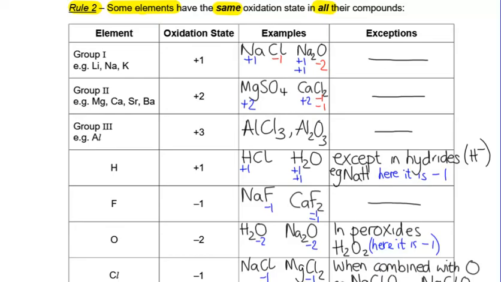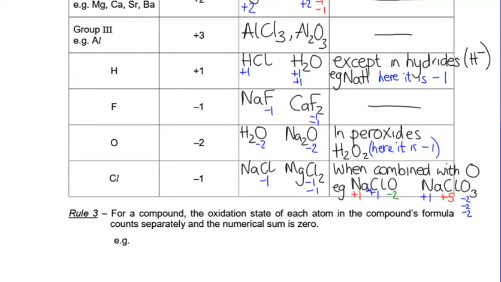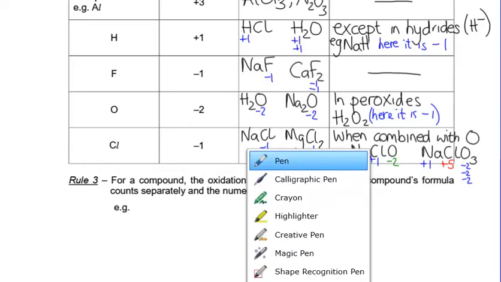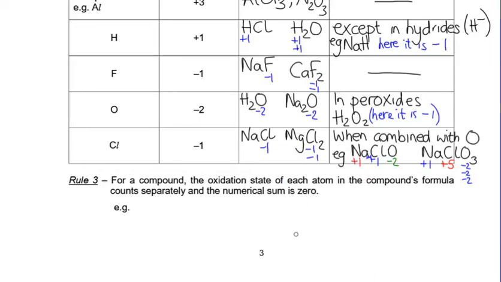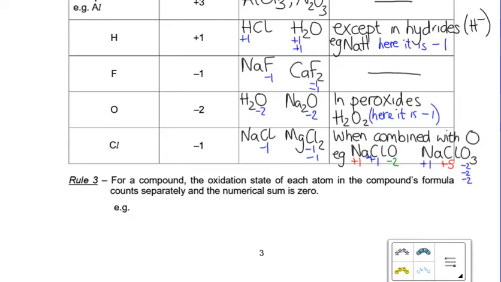Group 1 +1, group 2 +2, group 3 +3, hydrogen +1 most of the time, fluorine -1, oxygen -2 most of the time, chlorine -1 most of the time, but this one is going to make an appearance. This exception, this one we do need to bear in mind. Okay, so let's just put a little star at the side of this one. This exception is the exception that we're going to have a look at in group 7 chemistry.